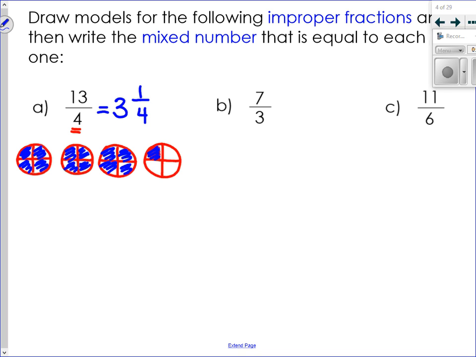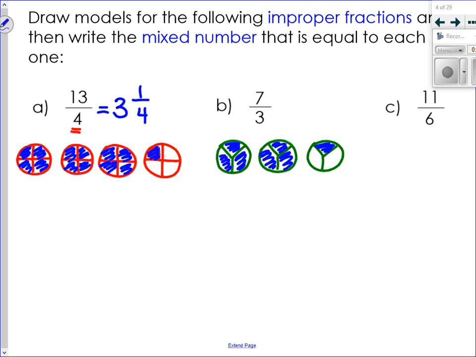Okay, let's try B. 7 thirds. Okay, so I need pies that are divided into thirds. So here's 1 pie divided into thirds. There's 3. Here's another pie divided into thirds. There's another 3. So that's 3, 6. My next pie divided into thirds. Okay, let's color in how I need 7 thirds. So there's 1/3, 2 thirds, 3 thirds, 4, 5, 6, 7 thirds.